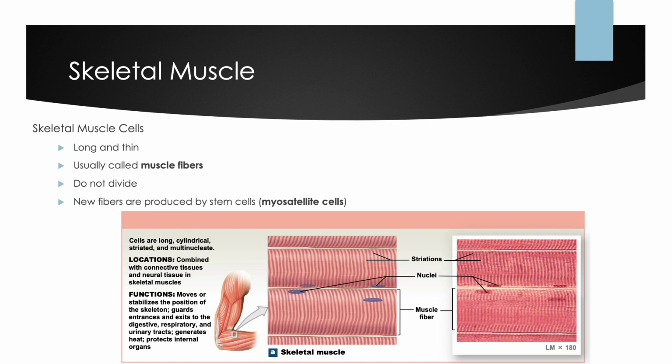Alright, first let's talk about skeletal muscle. If you'll notice, you have a section in your lab manual where it asks you to draw skeletal muscle, so why don't you do that while we talk about it? First of all, skeletal muscles are long and thin. They're also usually called muscle fibers. Skeletal muscles do not divide, and new fibers are produced by stem cells, which are also called myosatellite cells. As you can see by the picture here, skeletal muscles have a banded appearance and they're also striated. You can see the presence of nuclei here as well.